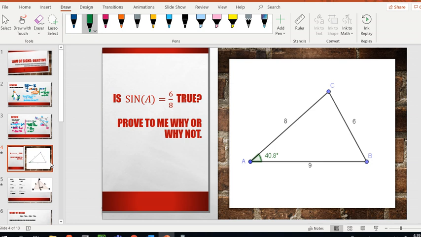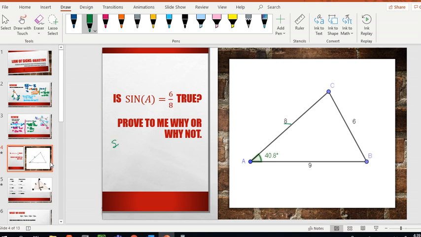One of my students said, well, first of all, the hypotenuse has to be the longest side, so 8 would not be the longest side. So at best, it would be 6 over 9. Okay, so one thing to do would be, well, let's find sine of A.